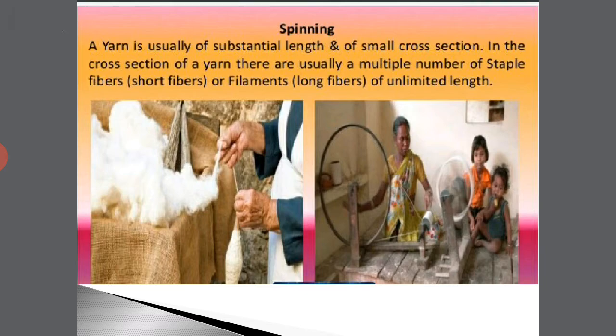Spinning. The next method is spinning. How? By spinning the cotton is converted into yarn. Yarn is usually of substantial length and small cross section. In the cross section of a yarn, there are usually a multiple number of staple fibers or filaments, long fibers. Staple means short, filaments mean long fibers of unlimited length. Got it?